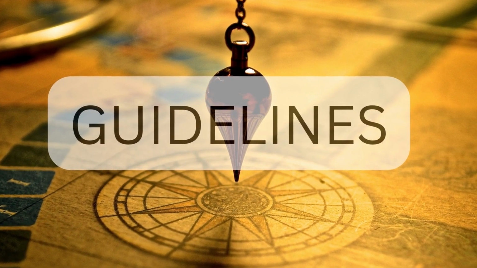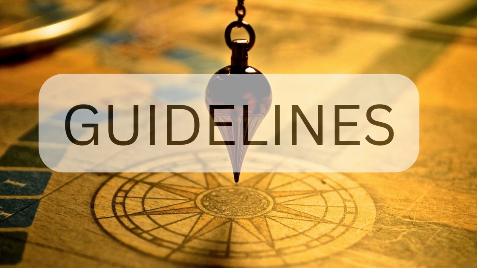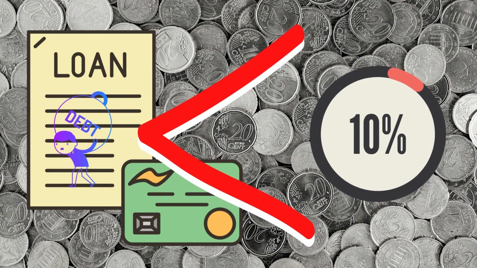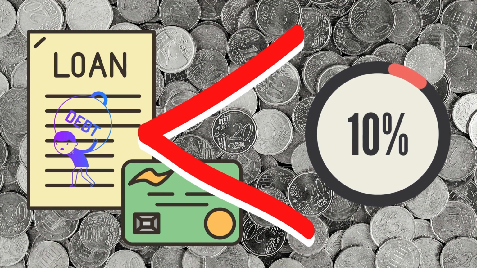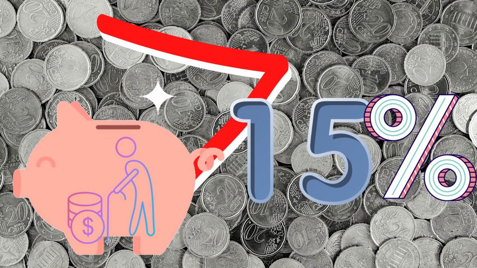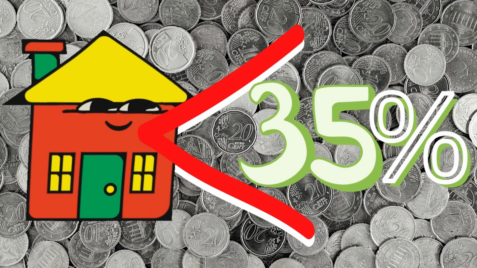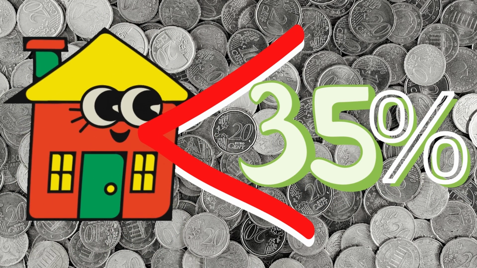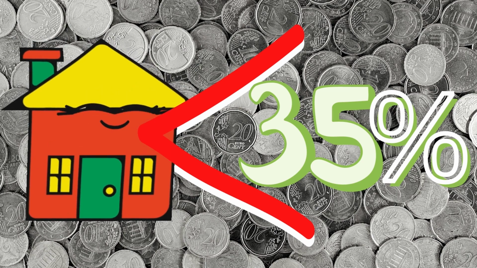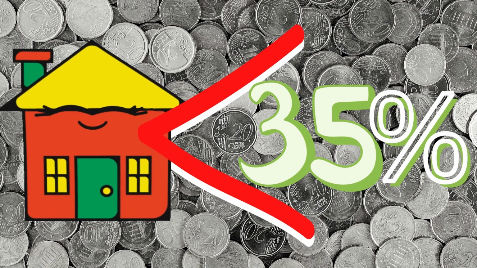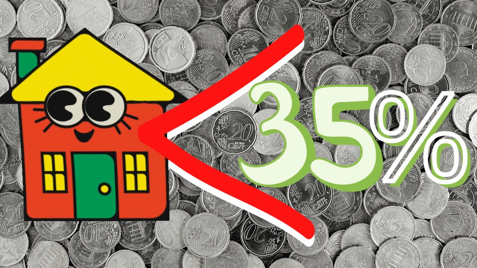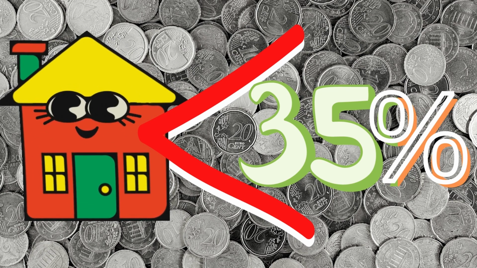Here is a rough guideline as to how you should be spending your money. Your total debt repayments, this is excluding your car and your house payments, shouldn't be more than 10% of your income. Your savings and retirement provision should be at least 15% of your income. Your housing costs, this is your rent, your bond, your maintenance, your rates, your electricity, your insurance, everything together, should not exceed 35% of your income.